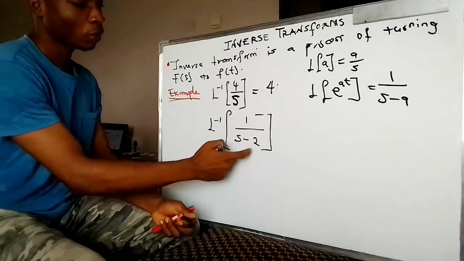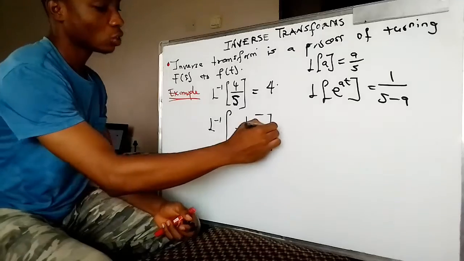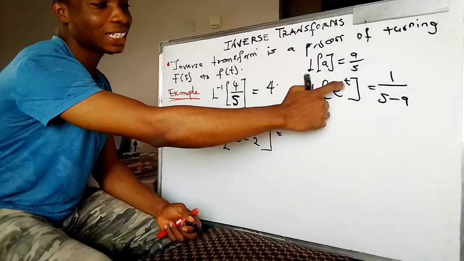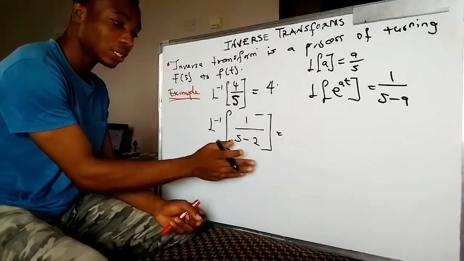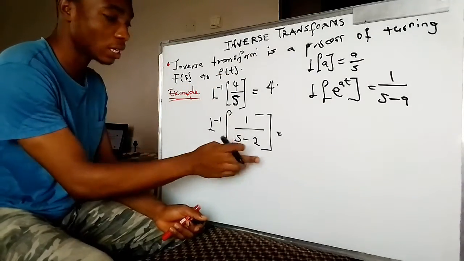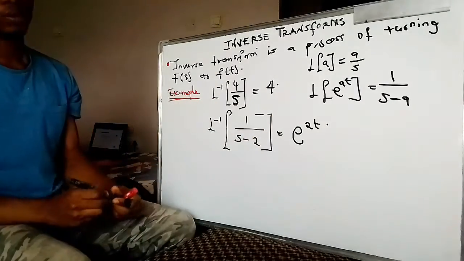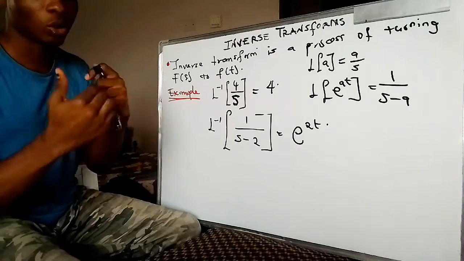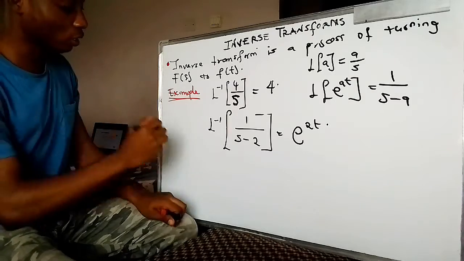So how are we going to do it? When we compare this to this, the constant here is 2, right? And the exponential function is exponential of the constant times t. So that means the inverse of this function of s is equal to the exponential of 2t. So now I'm going to take one more example, then we start treating more of the topic.